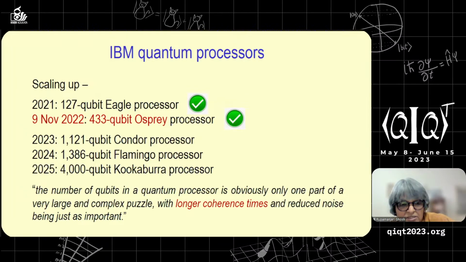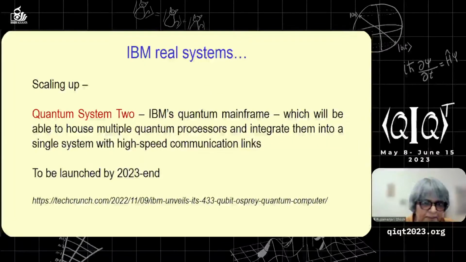Now, of course, I'm just giving you the number of qubits. But again, let me stress, and this is what you get from newspapers or journals, the number of qubits is one part of a very large and complex puzzle. What is important, of course, is how to create longer coherence times and how to reduce noise. These are as important, and those are the points that I talked about in my talk today.